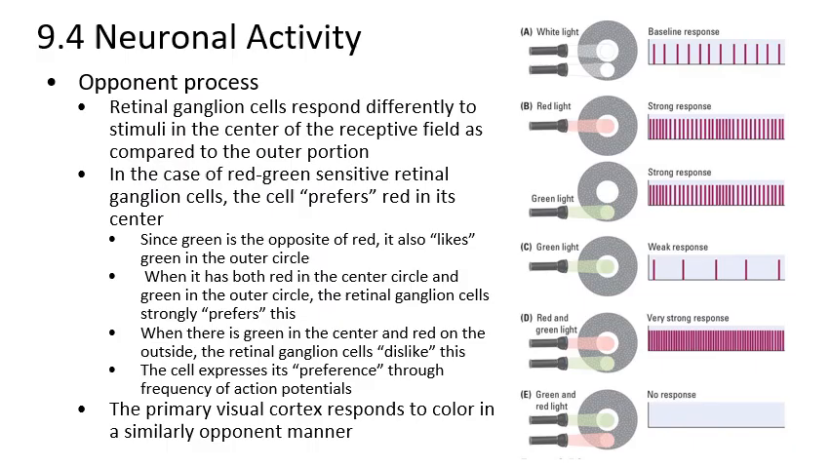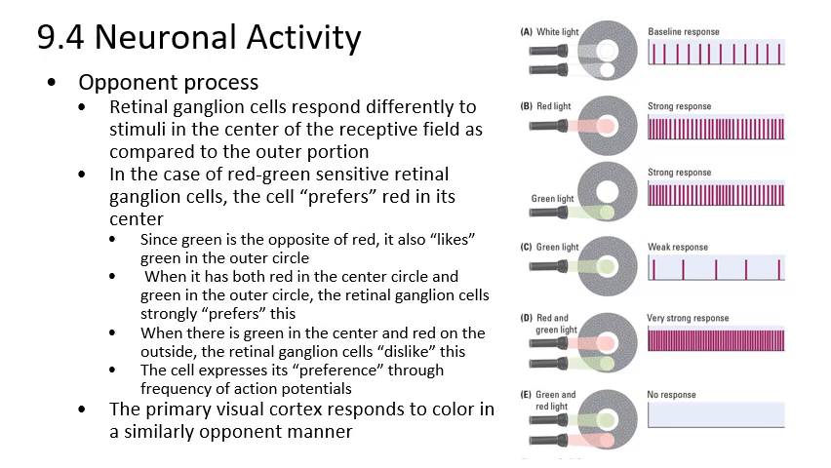Okay, so back to the opponent processes theory. Retinal ganglion cells respond differently to stimuli in the center of the receptive field as compared to the outer portion, and it's actually quite an opposite reaction that they have in the center versus the outer portion. Their baseline response is intermittent firing, and this is a response to white light.